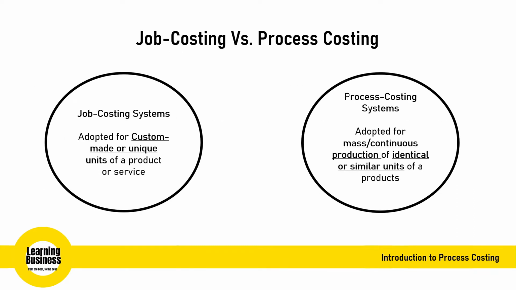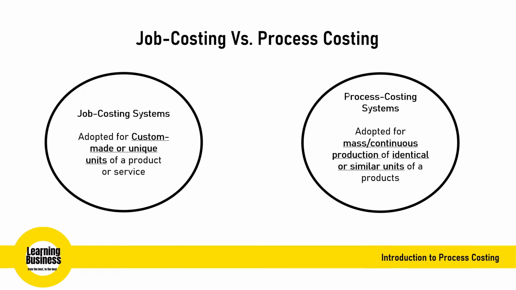In contrast to process costing, we have job costing. Job costing is also a costing technique which is used for any custom made orders or any custom made processes involved, or production involved where the output is unique in nature.